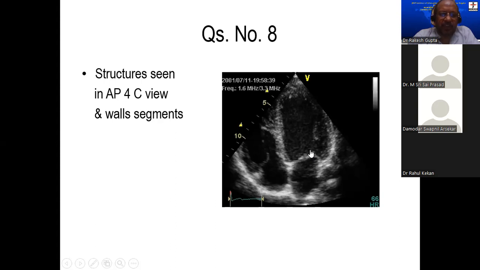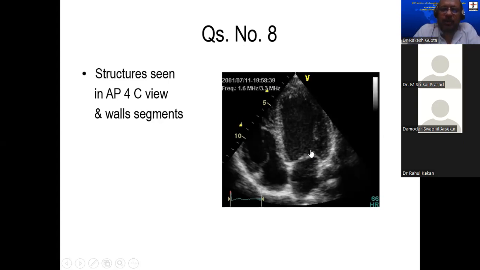Index marker probe where? Index marker should be pointed towards the left shoulder at 3 o'clock position. Index marker pointed towards left shoulder. Yes, sir. Apical 4 chamber view.